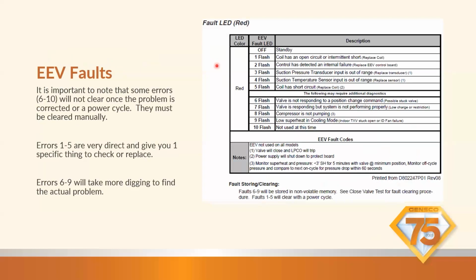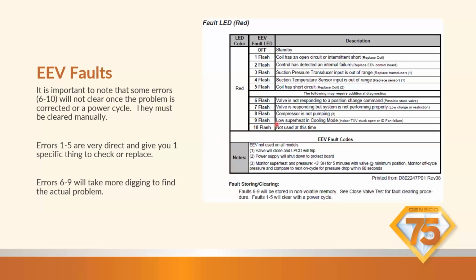So looking at our EEV tests, or EEV faults, we have a list of 10. One of the interesting things that people run across, and I've run across this and didn't know at first what was going on. You'll notice that error codes 6 through 10, there's a little divider here. There's a reason. They do not clear when you fix the problem. You have to manually clear these errors. Error codes 1 through 5 will clear on their own as soon as you fix the problem. But error codes 6 through 10, well, really 6 through 9 because 10 is not really used, do not clear on their own.